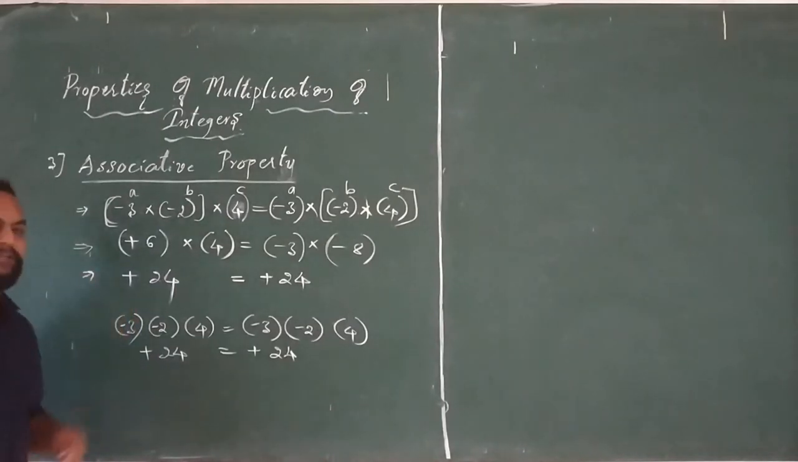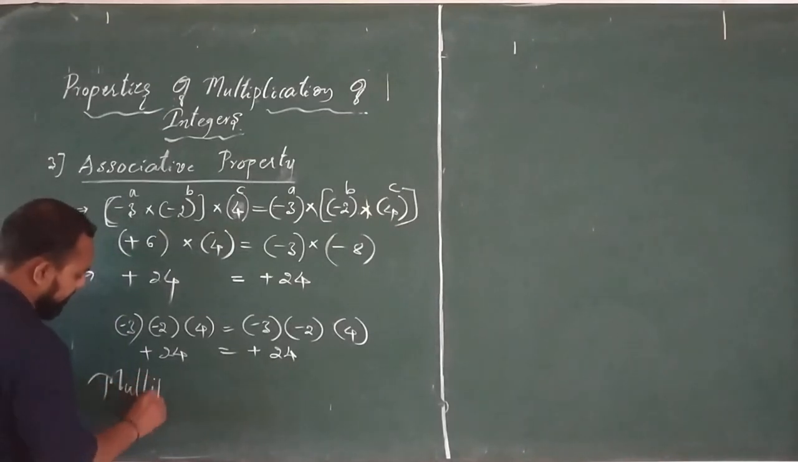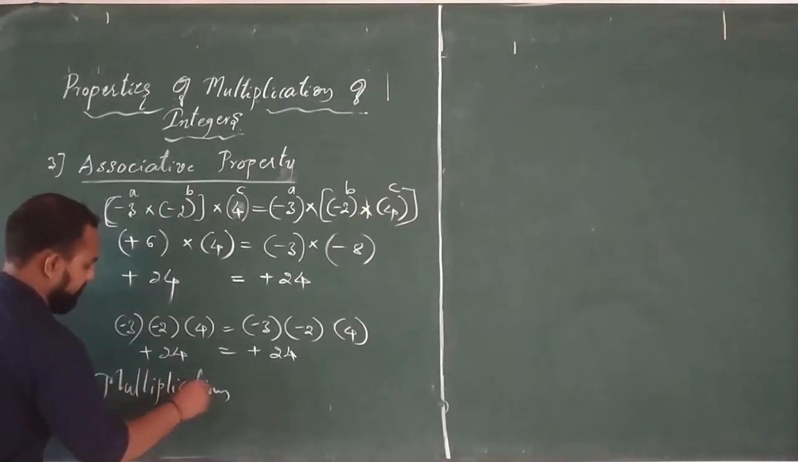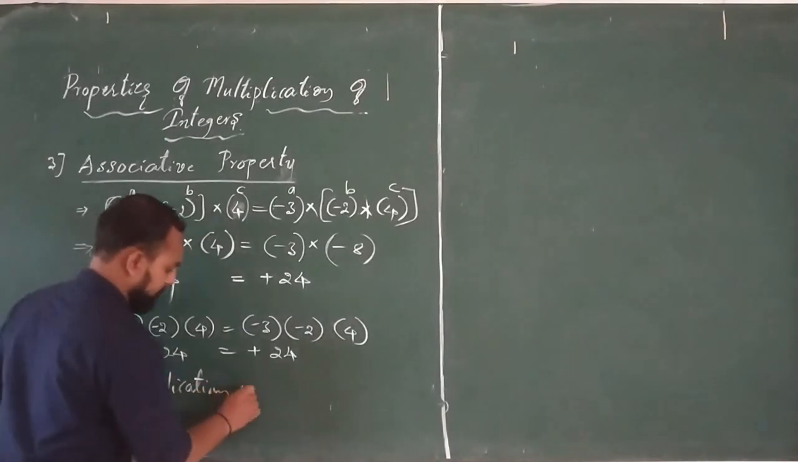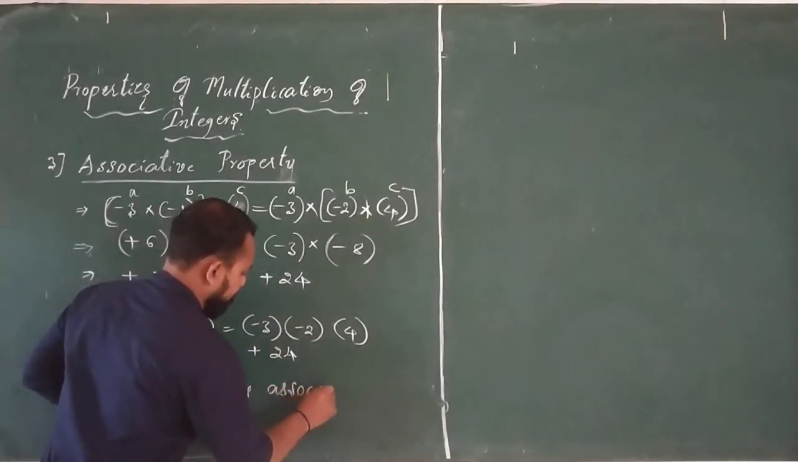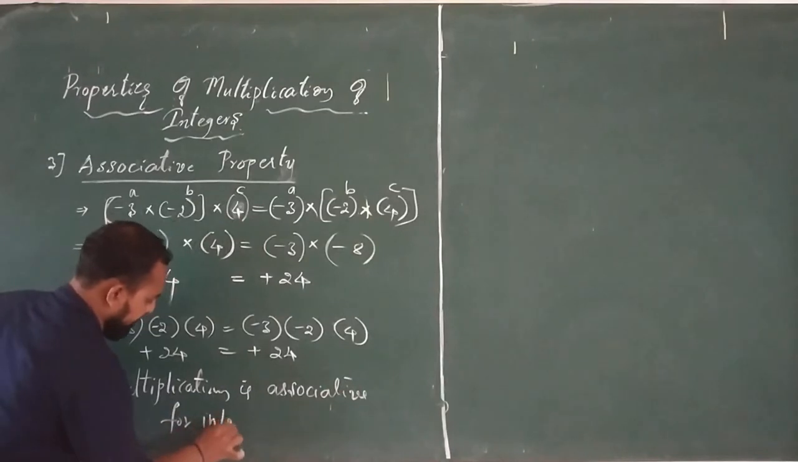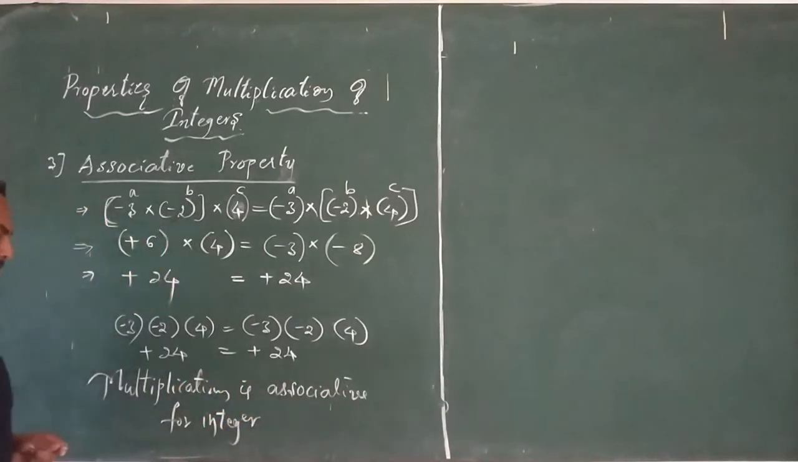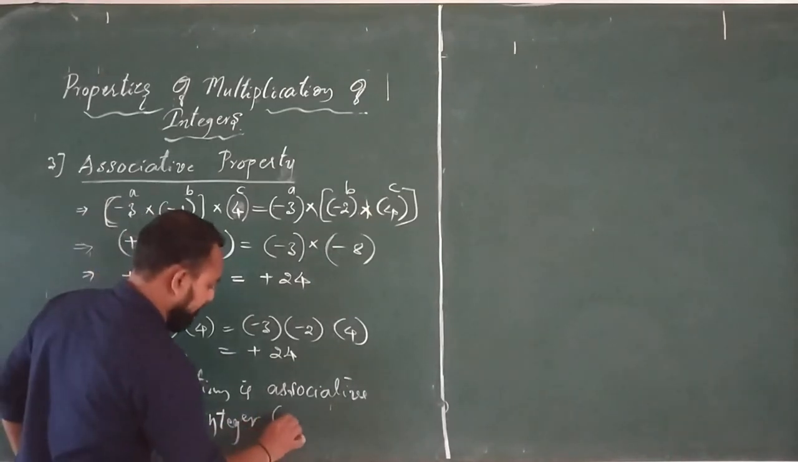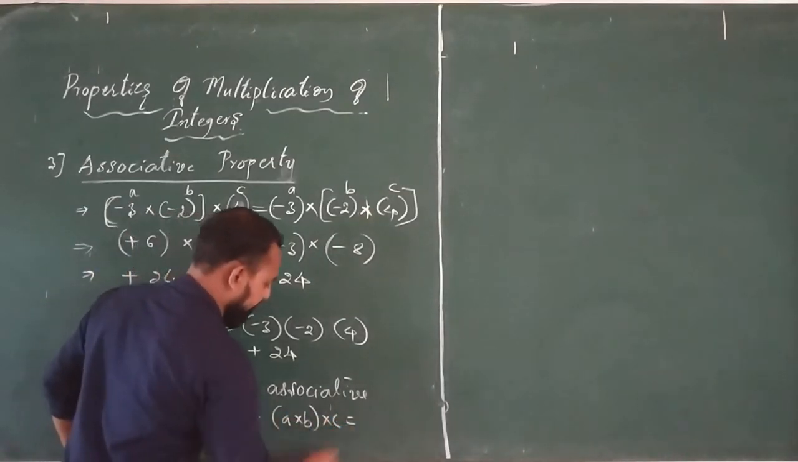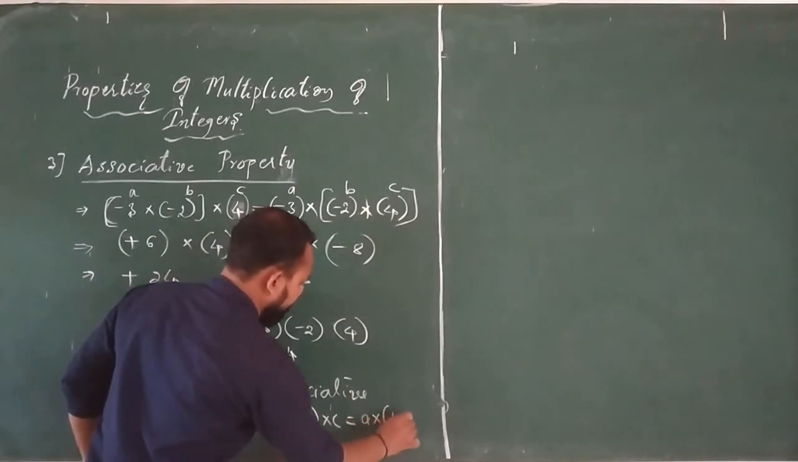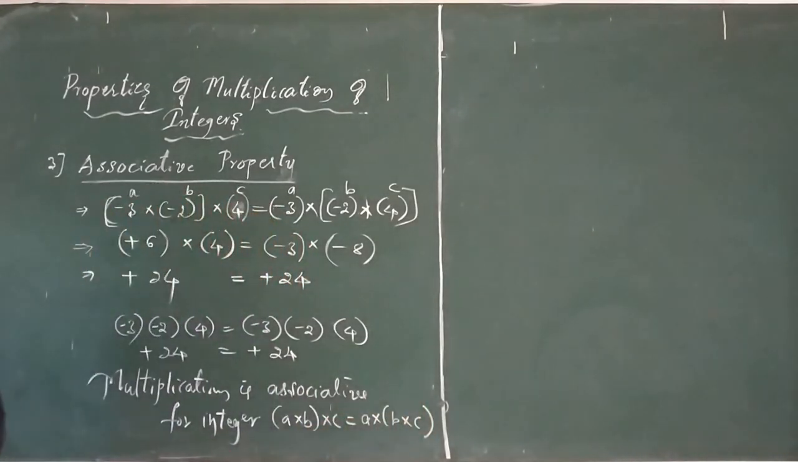Then the multiplication is associative for integers. The rule of the associative property: a into b into c equals a into b into c, with grouping either way. And this is the associative property. The multiplication is associative for integers.